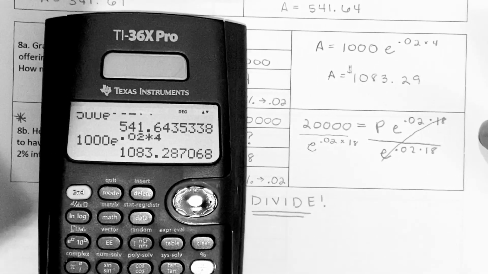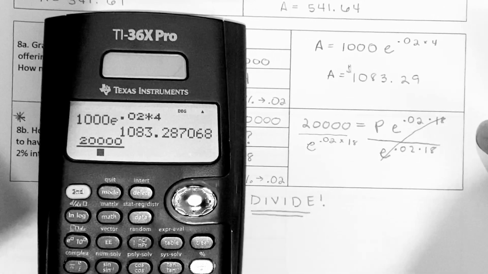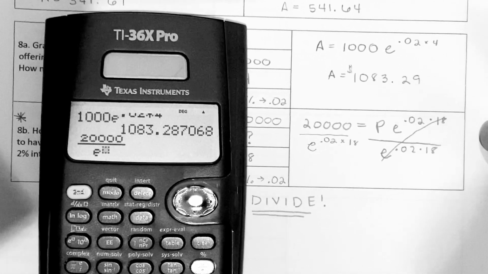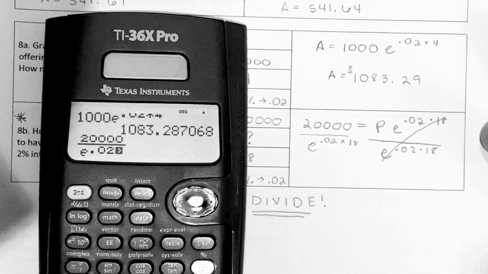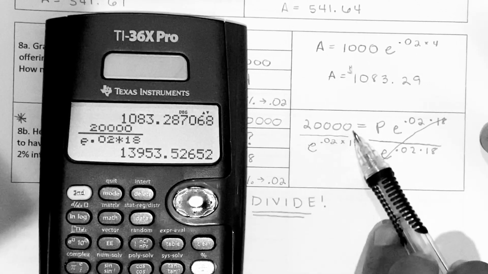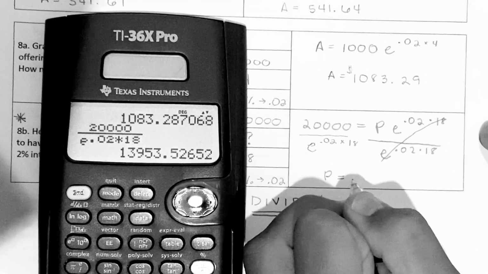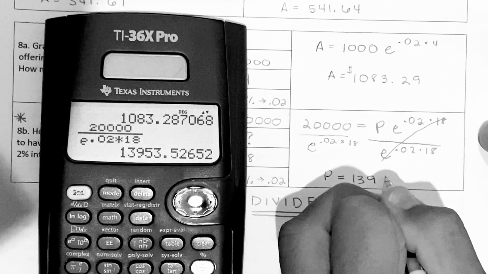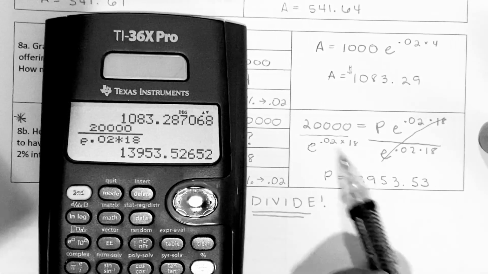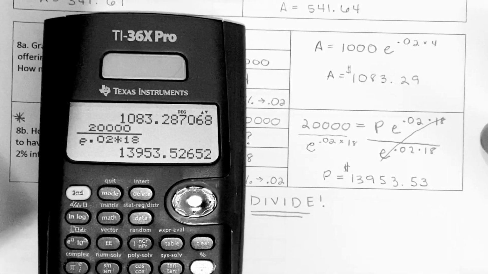And to do this in your calculator, essentially, I'm just gonna use the fraction bar, 20,000 divided by E, the E button. And actually there's an E button that's being raised to a power. You can use that also, or you can just use the E and then raise it to a power times 18. So if she wants to have 20,000 after 18 years, then she should have put in the bank $13,953.53. So if she wants 20,000 at the end, she needs to put in 13,000 originally.